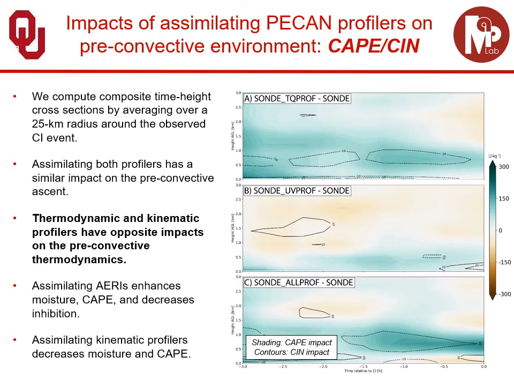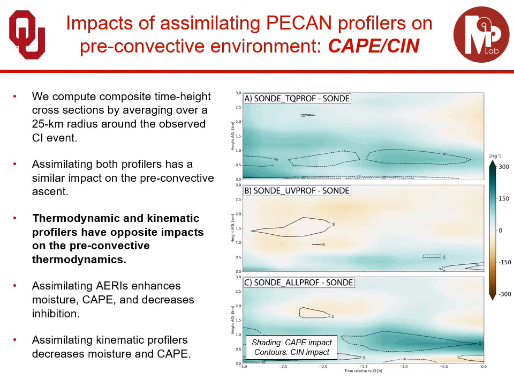And we can really put this into context by looking at the impacts to CAPE and CIN. So we're seeing cooling and moistening from thermodynamic profilers, which leads to an increase in CAPE and decrease in CIN at about 500 meters above ground level, leading into that CI event. This would make elevated parcels more likely to reach their LFC and produce convection. Meanwhile, assimilating the kinematic profilers does show a small increase in CAPE, but more so there's a stronger signal for a decrease in CAPE above the 500 meter level.